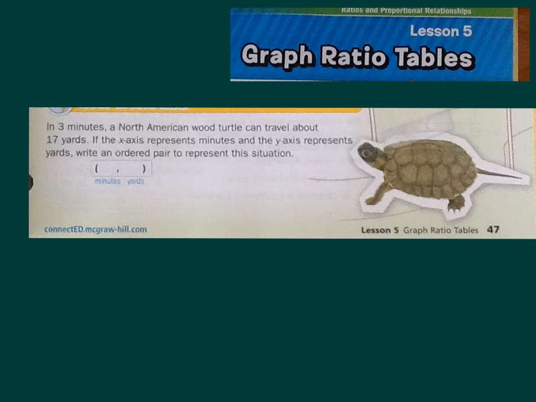This is lesson 5 in chapter 1. We are going to graph ratio tables. So you can follow along with me on page 47. This is the real world link at the bottom of the page.